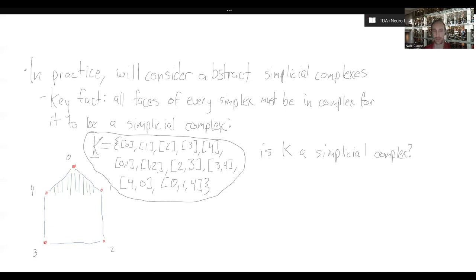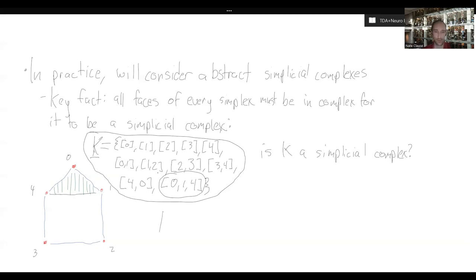So if you've thought about this for a moment, you'll realize that this K is not a simplicial complex. And what is the issue here? Well, we have a 2 simplex, 0 1 4, represented by the shaded triangle, which is missing an edge. For this to be a simplicial complex, we would need the edge, or in other words, the 1 simplex, 1 4. So that's one way that this set could be modified to form a simplicial complex. Another way is we could just delete the 2 simplex.